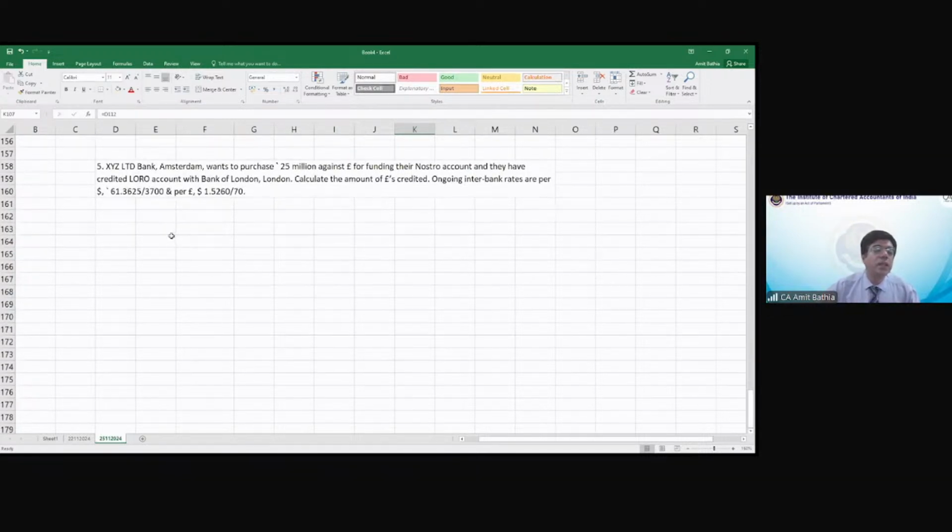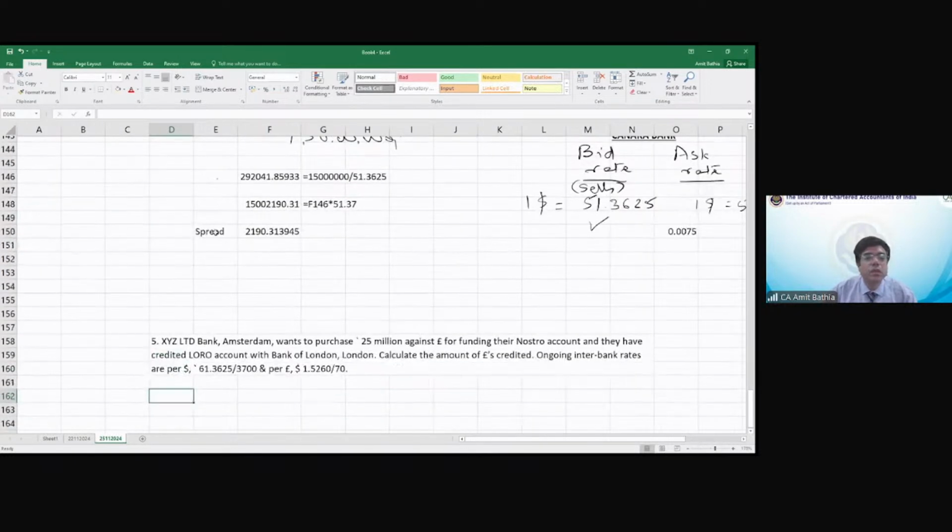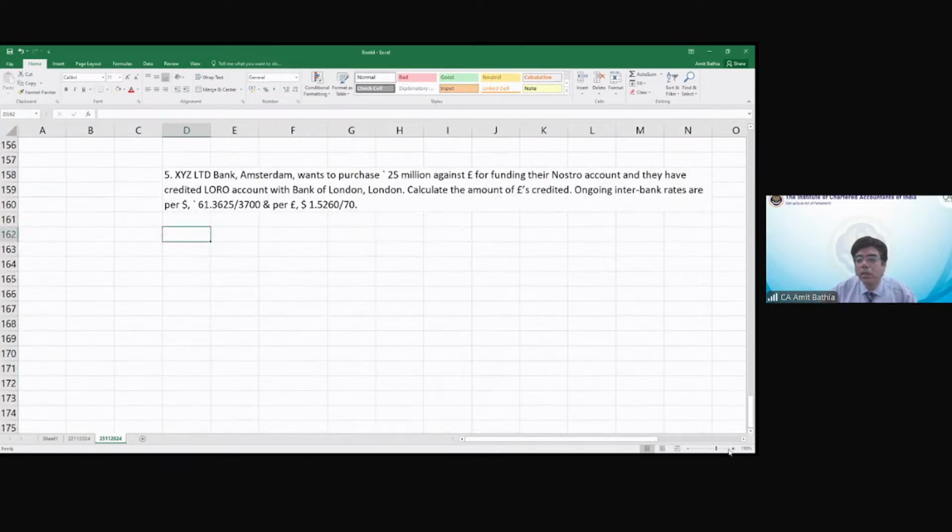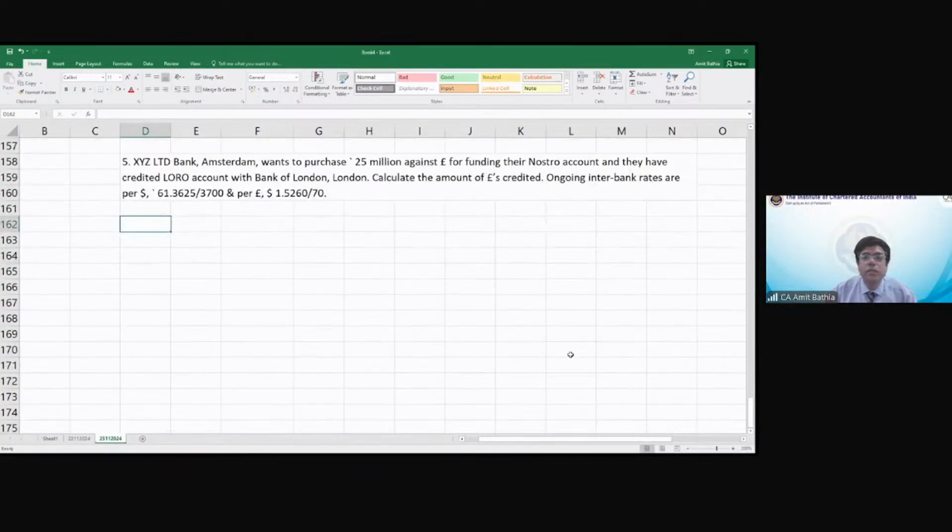We have question 5 from the assignment sheet which I had shared with you. Is it visible to all of you clearly? If you don't have the sheet immediately available, at least you can look at it on the screen. XYZ Limited Bank, Amsterdam, wants to purchase rupees 25 million against pound for funding their Nostro account. Nostro account is nothing but basically their account with the other bank. And they have credited Loro account with Bank of London. Calculate the amount of pounds credited.